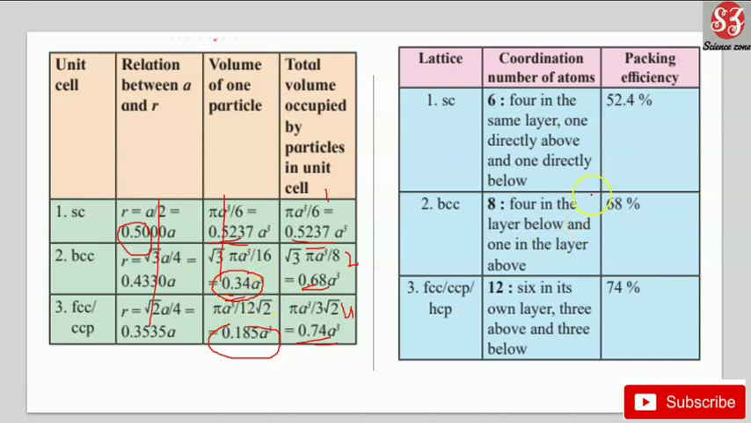And then talking about the packing efficiency for SCC, the coordination number over here is 6. So one particle is in coordination with, or surrounded by, 6 other particles. So its coordination number over here is 6: 4 from its same plane, and 1 above and 1 below. And the packing efficiency we have calculated as 52.4%.